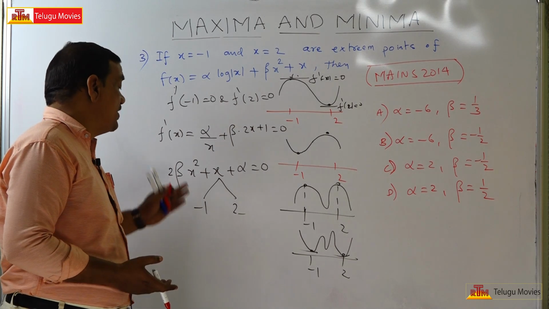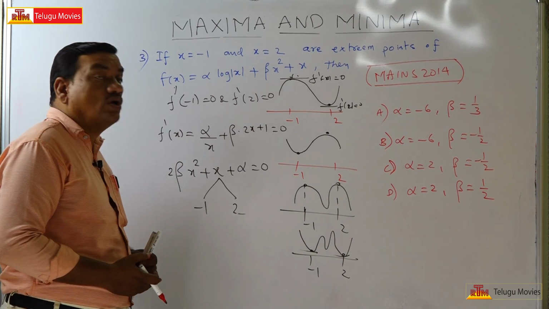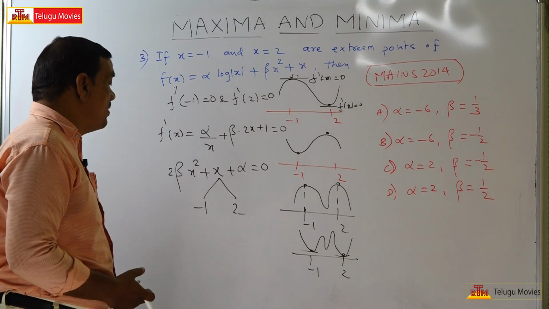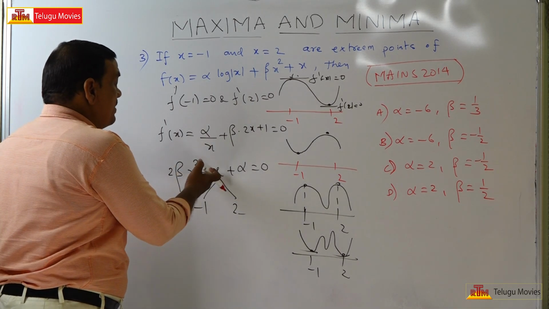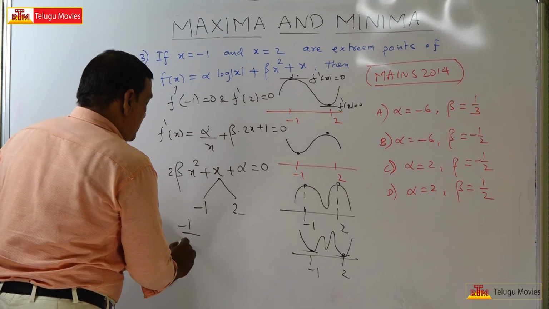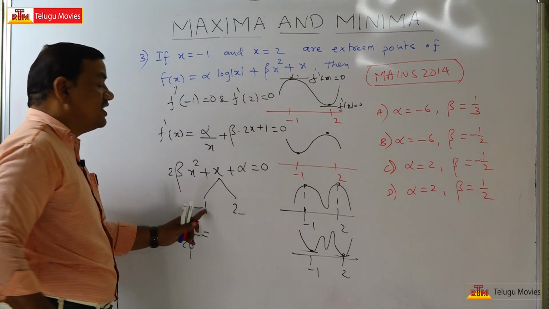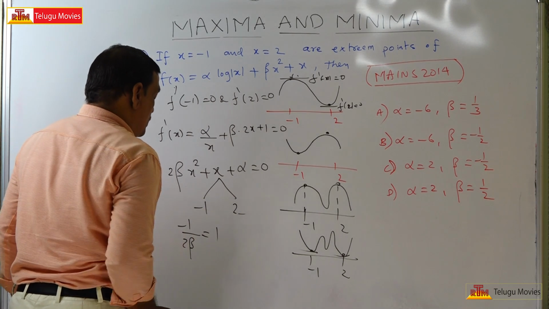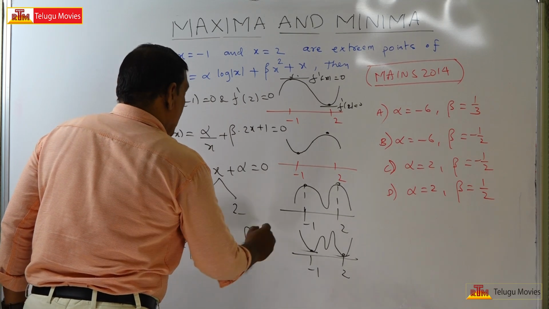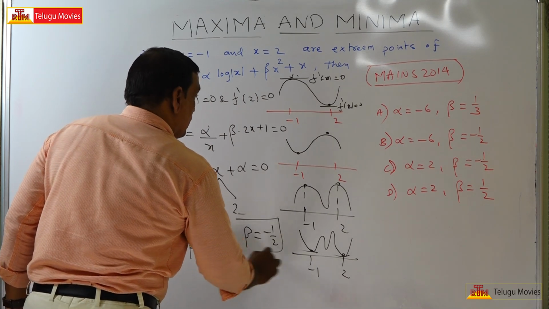Okay. So, how to find out the beta value and alpha value? Very easy one. First, find the sum of the roots. Sum of the roots means what? Minus b by a, that is minus 1 by 2 beta. Minus 1 plus 2 is 1. So, therefore, beta is equal to how much? Beta is equal to minus 1 by 2.